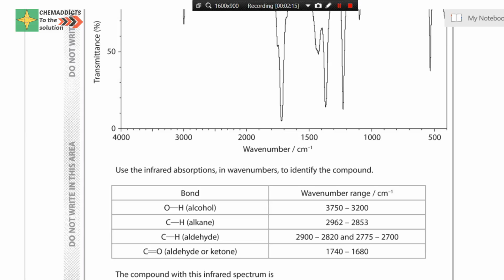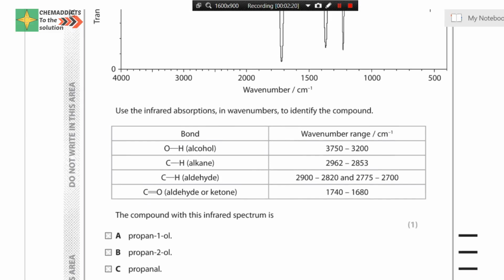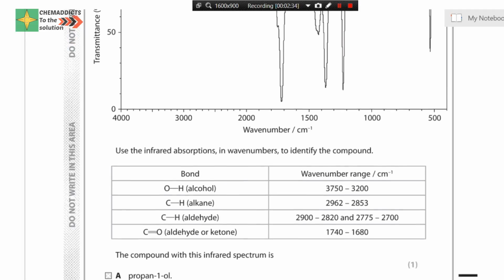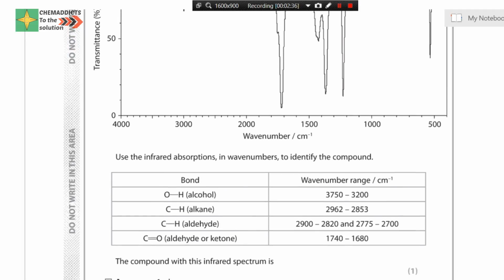So now let's read what the question has asked. The compound with this infrared spectrum is propan-1-ol, propan-2-ol, propanal, or propanone. Well fellas, before answering this question we need to determine what type of peak each individual bond gives.